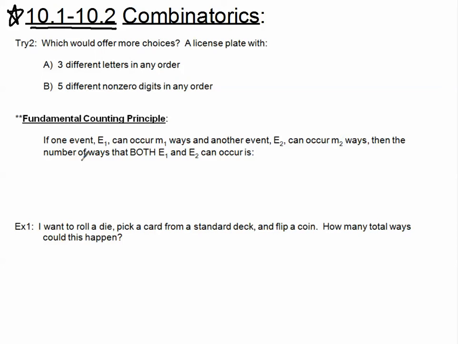Then the number of ways that both of these two events, E sub 1 and E sub 2, can occur is found by taking the number of ways that one of them can occur and multiplying that to the number of ways that the second one can occur. And that's really it. That's the fundamental counting principle. To figure out the number of ways that multiple events can occur, take the number of ways that each event can occur and multiply them all together.